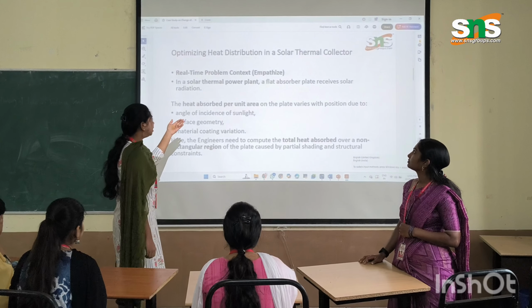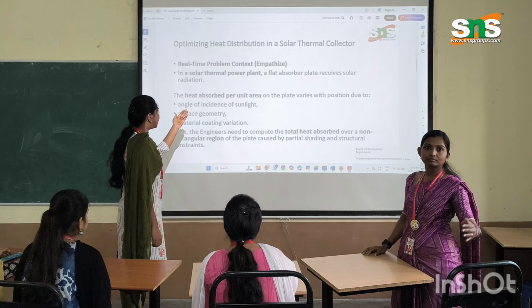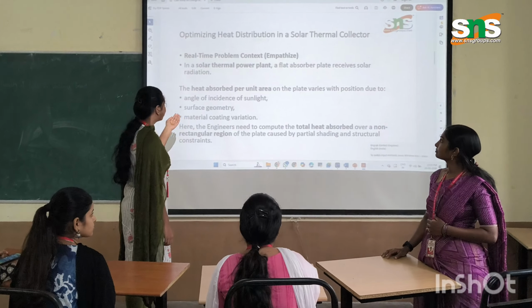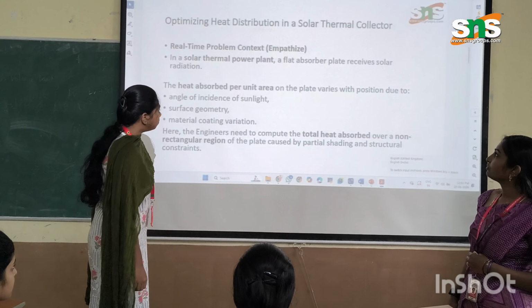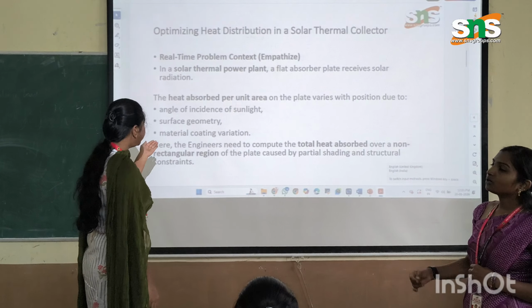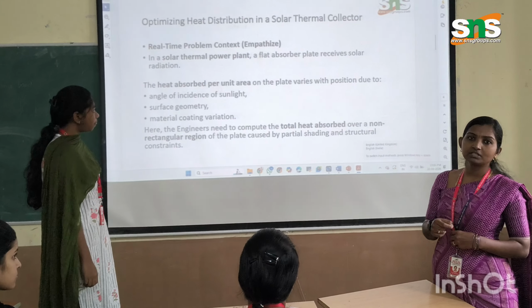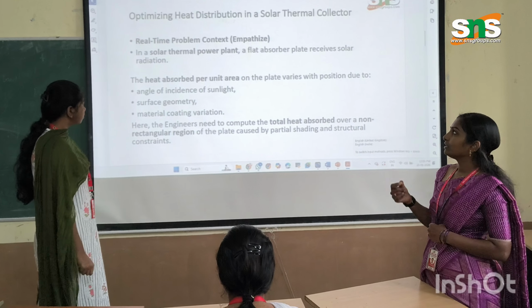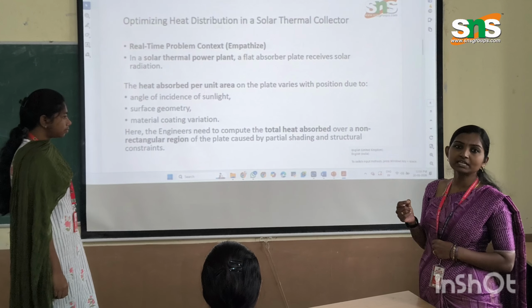Optimizing heat distribution in a solar thermal collector. The real-time problem context. In a solar thermal power plant, a flat absorber plate receives solar radiation. Here, what they are explaining to us is a real-time application. That is what our case study is going to have. We are going to optimize the heat distribution in the solar thermal collector.